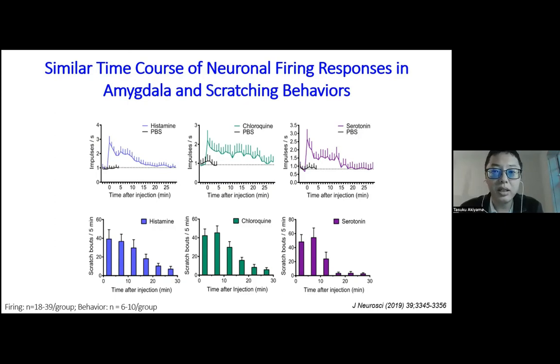Then here we show the average time course of the histamine response, also chloroquine response and serotonin response at the top. And then at the bottom, we show the time course for the scratching behavior after each chemical injection. So let's see the top left corner. This is the histamine-induced firing.